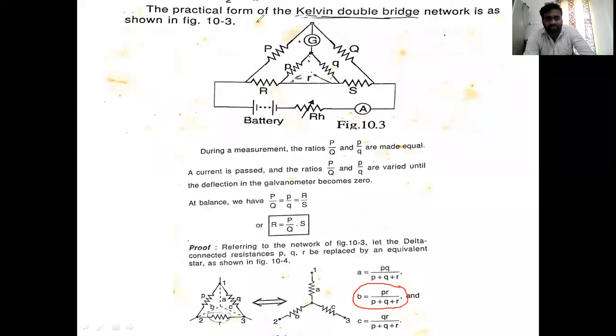If I substitute that in this expression, what will be the value of R, what will be the expression? I substituted the value of B and I also substituted the value of C. What will be the expression? R is equal to P by Q into S plus Q into R divided by P plus Q plus R minus P into R divided by P plus Q plus R.